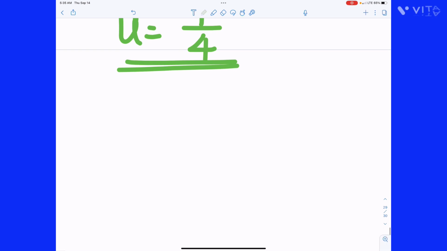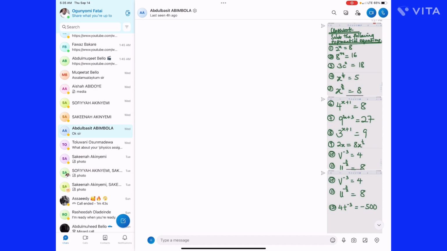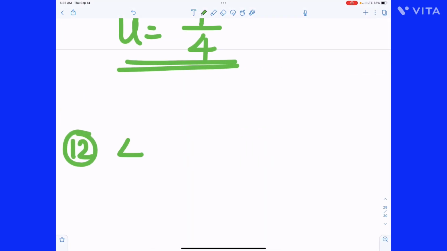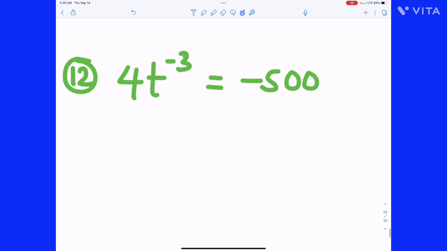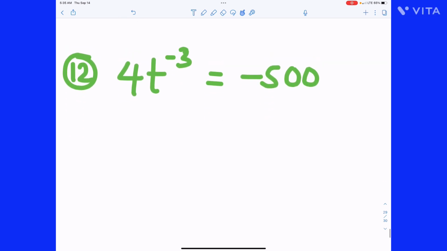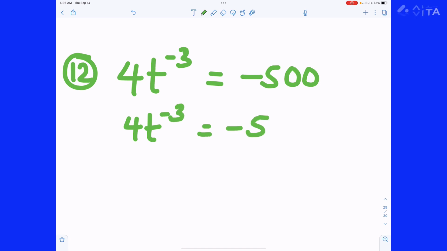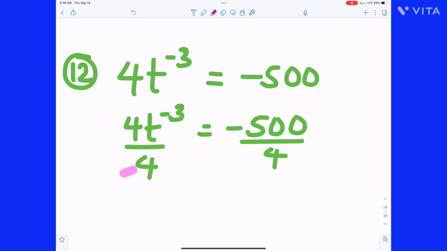Let's do number 12 together. Number 12: 40 raised to power minus 3 is equal to minus 500. This one has common factors on left and right. So 40 raised to power minus 3 is minus 500 over 4. We divide both sides by 4. 4 will take out 4 here, and 125 there. That gives us t raised to power minus 3.